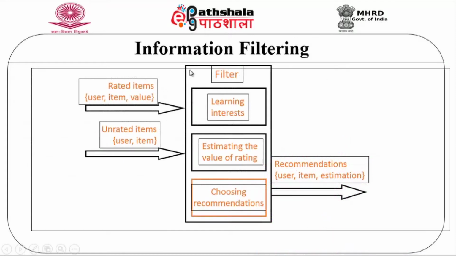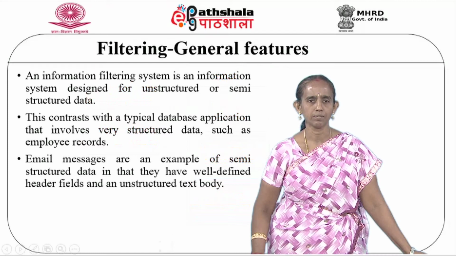We see that we have the rated items, that is the user, the item and the value associated with the item, and then we have the unrated items, wherein only the user and the item are available without the rated value. So we apply a filter over it. We try to learn the interest of the user. We try to estimate the value of rating, and we choose recommendations from other users who are similar to this user. Based on these recommendations and the estimated rating value, we give the recommendations in the form of the user, the item as well as the estimated value.